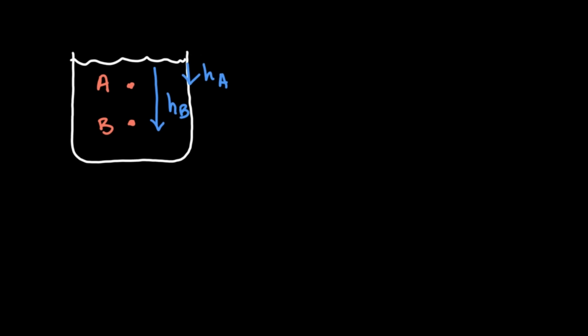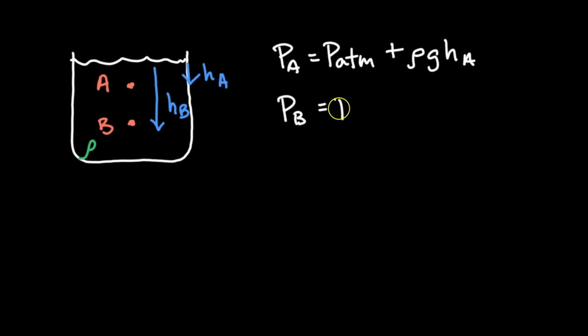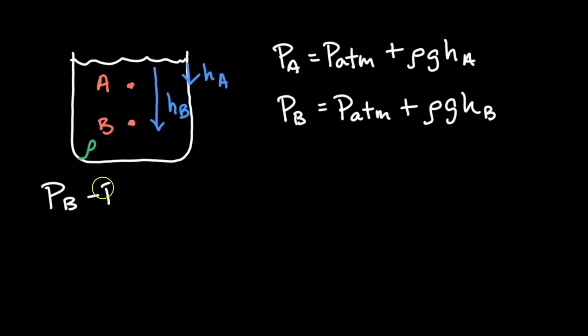2 points A and B are located at depths HA and HB in the same fluid of density rho. Assume that HB is greater than HA. Find the pressure difference PB minus PA. Also determine which point has greater pressure. We're going to apply the hydrostatic pressure equation to both points A and B. So we get PA is equal to the atmospheric pressure plus rho g HA, and PB is equal to atmospheric pressure plus rho g HB. Then we're going to subtract the two pressures.